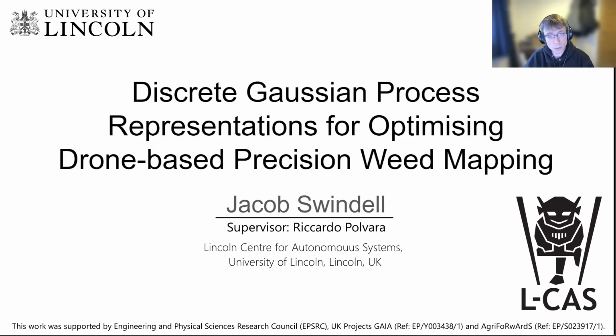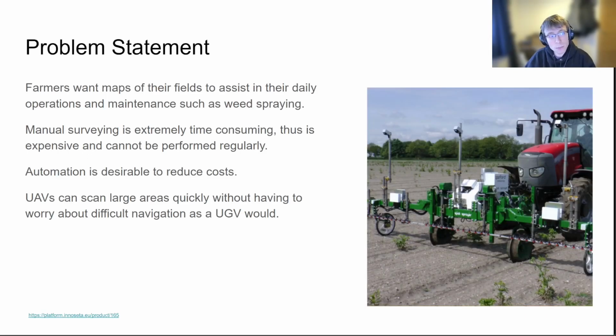Hello, my name is Jacob Swindell, and this is my DigiCrop 2025 presentation on discrete representations for Gaussian process weed maps. So, farmers want maps of their fields because they assist in daily operations and decision making.